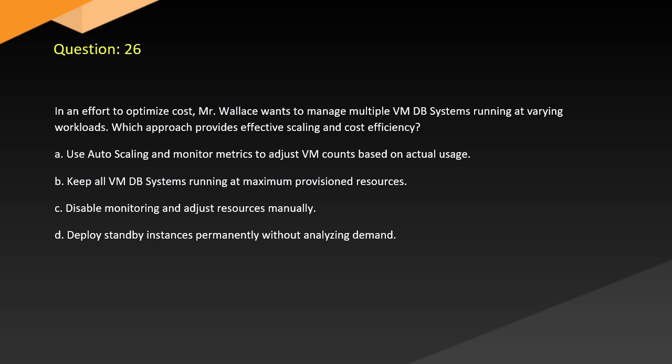Question 26. In an effort to optimize cost, Mr. Wallace wants to manage multiple VM systems running at varying workloads. Which approach provides effective scaling and cost efficiency? A. Use auto-scaling and monitor metrics to adjust VM counts based on actual usage. B. Keep all VM systems running at maximum provisioned resources. C. Disable monitoring and adjust resources manually. D. Deploy standby instances permanently without analyzing demand.